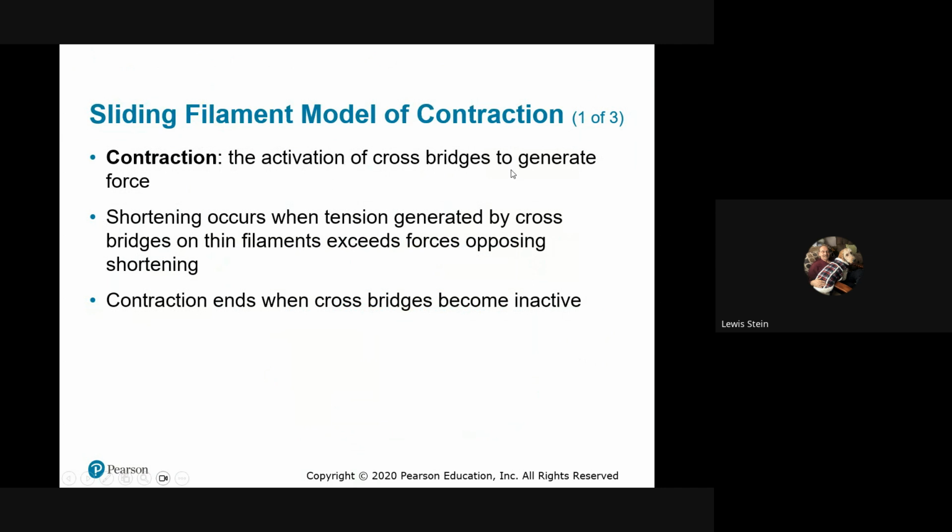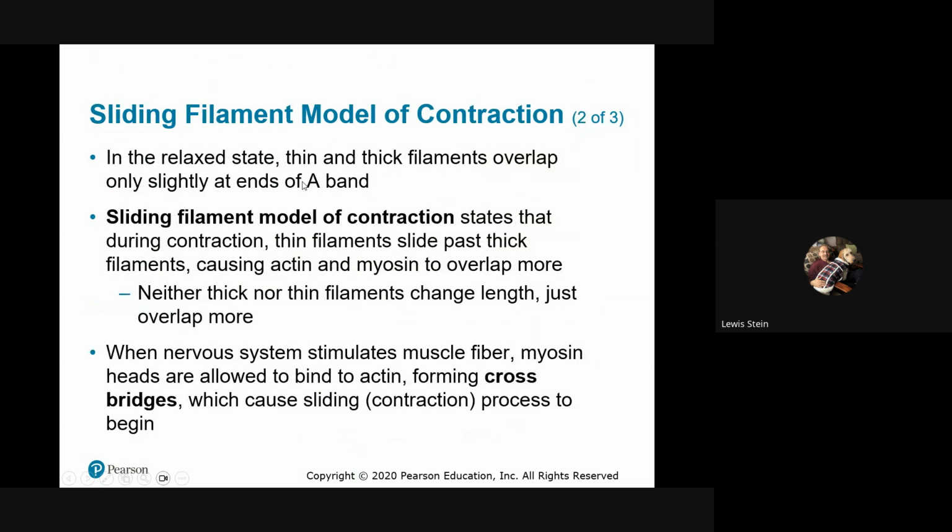So the cross bridges are what generate the force, and the shortening occurs, and the contraction ends when the cross bridges become inactive. We're going to see all of that. The thick and thin filaments overlap only slightly. This is the idea of the sliding filament theory. It states that during contraction, the thin filaments slide.